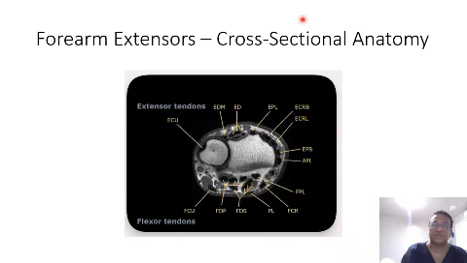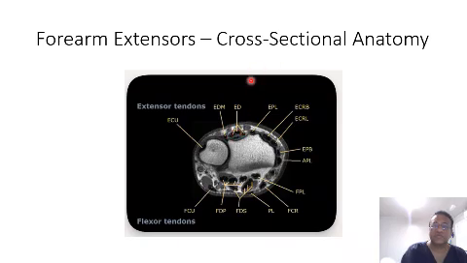Next, the extensor digiti minimi and extensor digitorum communis. Here you can see the extensor digiti minimi, and close to it is the extensor digitorum communis, which is fan-shaped, fanning out towards the digits, enabling coordinated finger extension. You can see the fanned-out tendons.